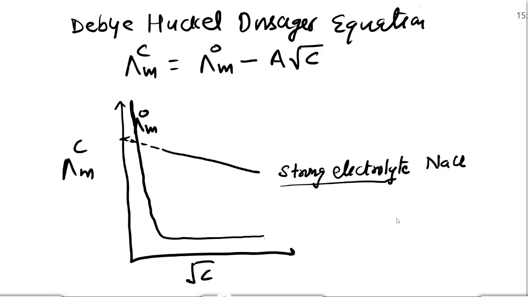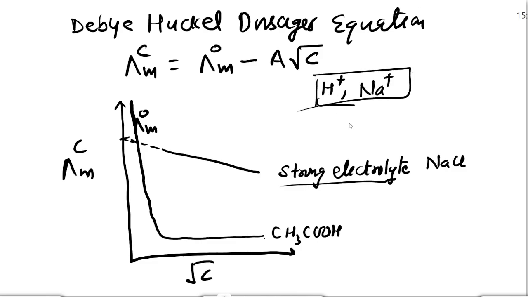Because you see, this is NaCl. Let us say this is NaCl, and this is acetic acid. So tell me, out of H plus and Na plus, which one has higher conductivity? H plus, because of its small size, right?